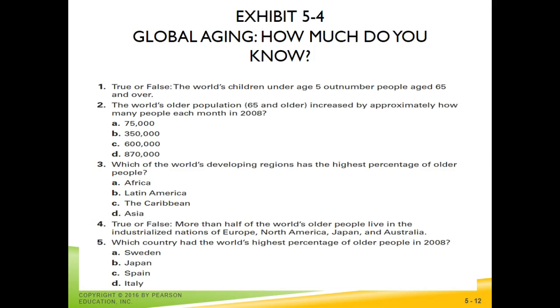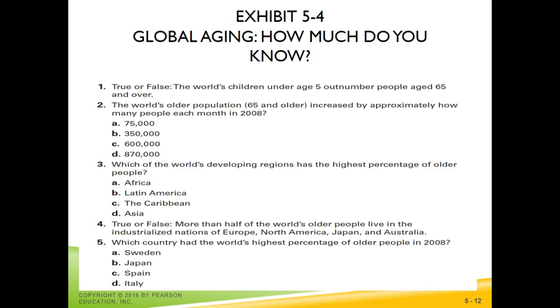In Exhibit 5-4, no peeking at the answers beforehand. I'm going to have to trust you, and we're going to see how well you scored. So I'm just going to leave these up. So true or false, the world's children under the age of 5 outnumber people aged 65 and over.